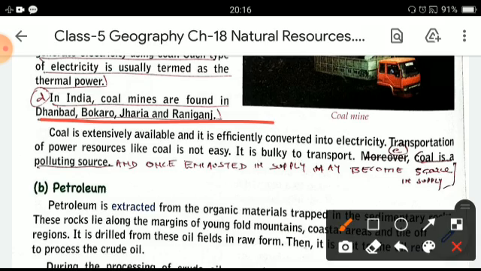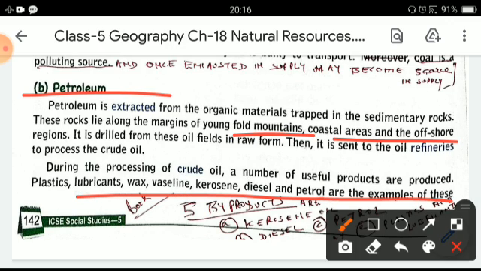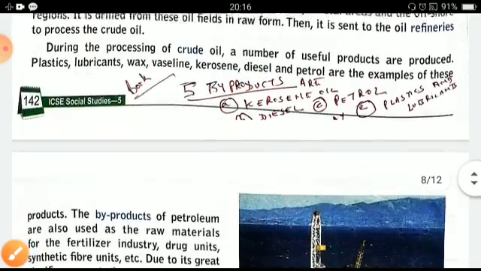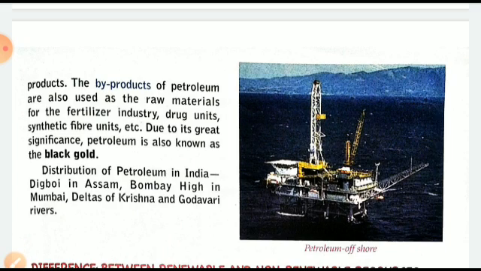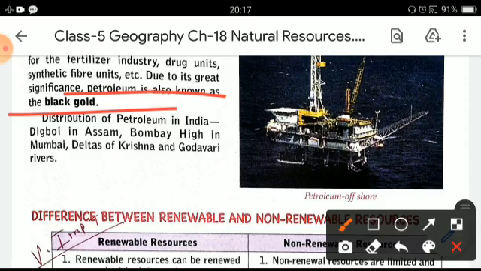Now next is petroleum. Petroleum is extracted from organic materials trapped in sedimentary rocks, and these rocks lie along the margins of young fold mountains, coastal areas, and offshore regions. During the processing of crude oil, a number of useful products are also produced, such as plastics, lubricants, wax, Vaseline, kerosene, diesel, and petrol, which are some of the byproducts of petroleum. Due to its great significance, petroleum is also known as black gold.